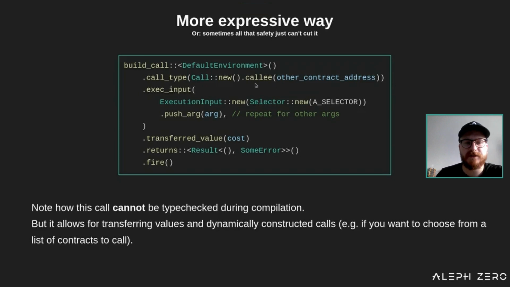And then you push arguments. I mentioned the transfer value. And you need to say what's the return type. Note that this will be wrapped in one more layer of result because the call itself also can fail. And yeah, then you just basically fire the call. So it's quite cumbersome, but if you want to transfer the value, that's what you're going to do.